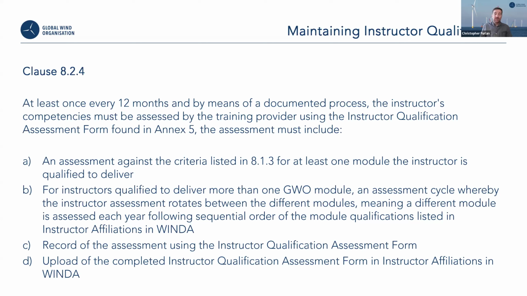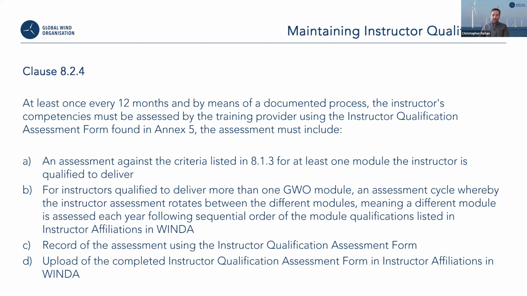Pointing out as well that it's per module, and when we talk about different modules, where an instructor perhaps delivers a different module for one training provider compared to the other, each different training provider will have to do this for those instructors that are affiliated with them. The reason for that, of course, is that they have different facilities. And part of what's listed in 8.1.3 is understanding how the instructor needs to deliver that module within those specific facilities, within that specific training provider setup, and within that specific risk assessment that has been conducted by that training provider.